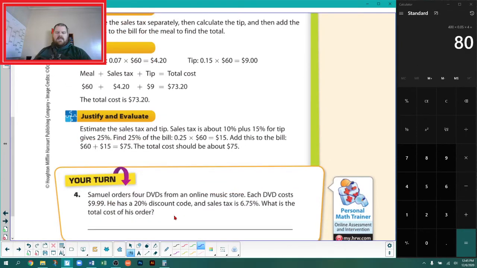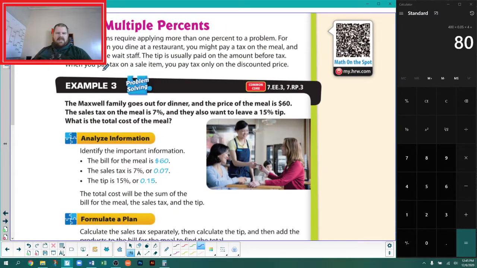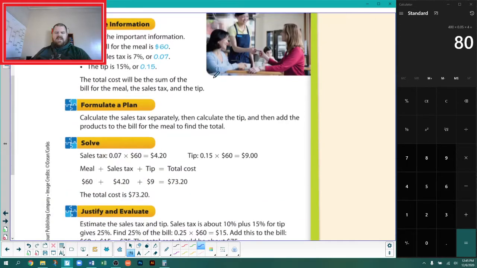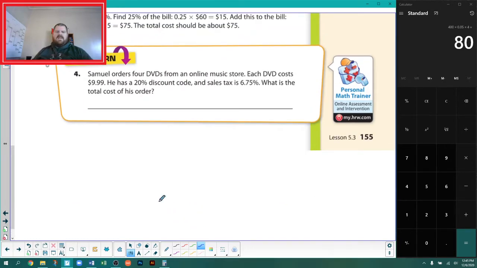Then for this one, when you pay tax on a sale item, you pay tax only on the discounted price. So on this one, that's where that statement comes into play. It says Samuel orders 4 DVDs from an online music store. Each DVD costs $9.99. He has a discount code for 20%, and the sales tax is 6.75%. So the big thing there is that we're going to pay sales tax on the discounted price.